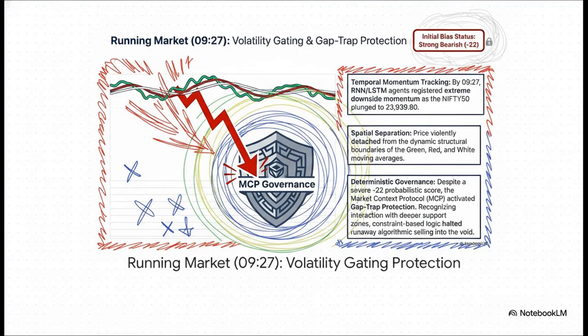So, shifting over to the live session, we really need to observe how the analytical agentic system managed this extreme structural shock. The market context protocol kicked in and activated its constraint-based logic. As the market plunged, price violently detached from the structural boundaries of our moving averages. But, and this is key, instead of letting momentum models blindly sell into the abyss, the system recognized deeper support zones. It actually enacted volatility gating to halt that runaway selling. Honestly, it's an absolute masterclass in governance over guesswork.